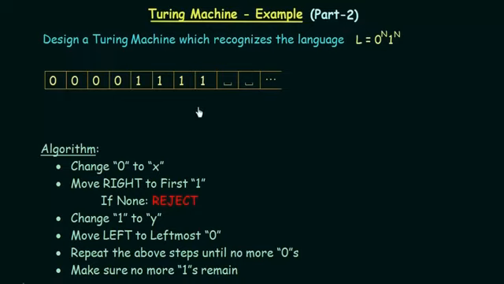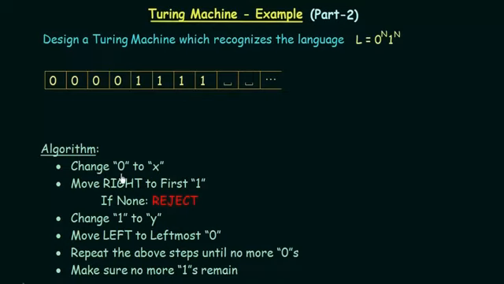Alright, so don't get confused by seeing this algorithm. I will explain it to you using this tape. Let's say that we have our tape over here, and there is an input on this tape: 0 0 0 0 1 1 1 1. So we see that we have 4 zeros followed by 4 ones. The number of zeros and ones are equal, and hence this string should be accepted by the Turing machine that we are going to design. So let's see how this algorithm works.